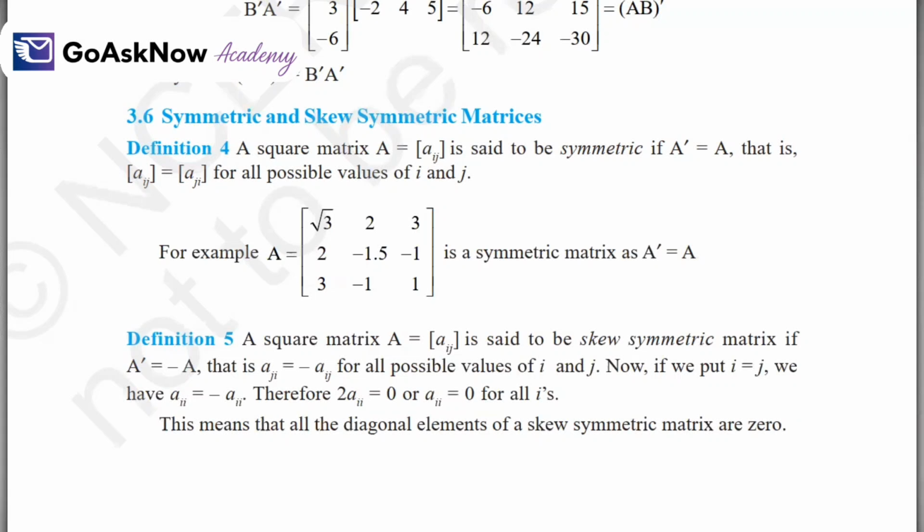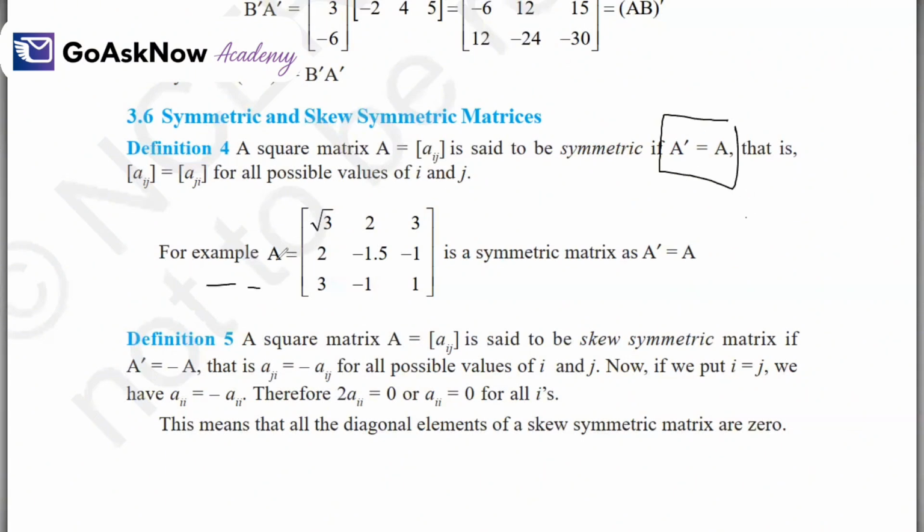Okay. So a square matrix definition is given here. A square matrix [aij] is said to be symmetric if A dash is equal to A, that is aij is equal to aji for all possible values of i and j. So if you take the transpose of a matrix and it is coming out equal to the original matrix only, then your matrix is called a symmetric matrix. Okay.